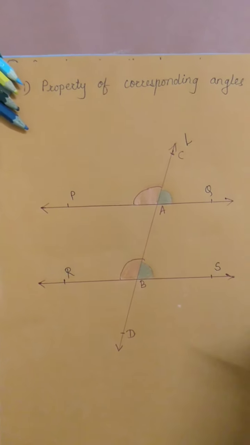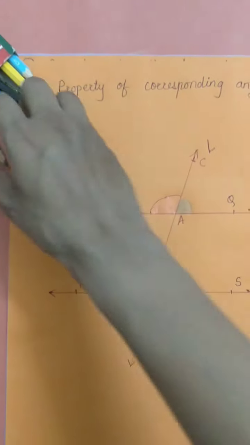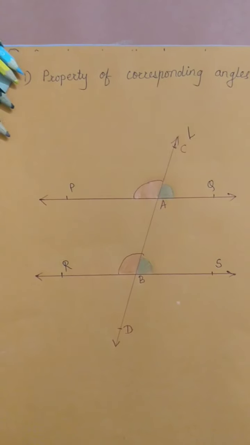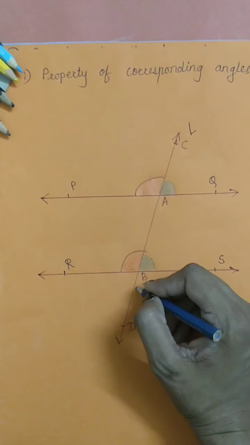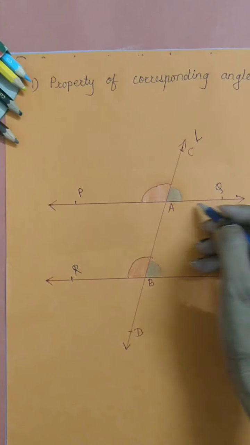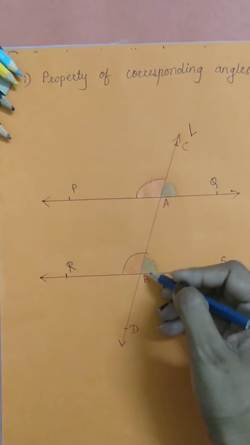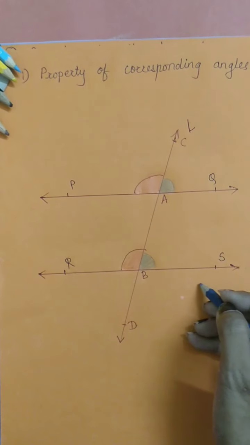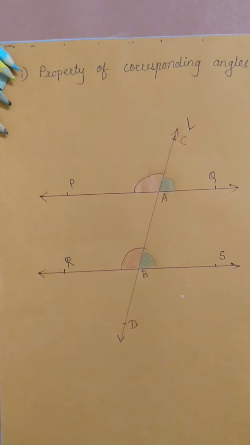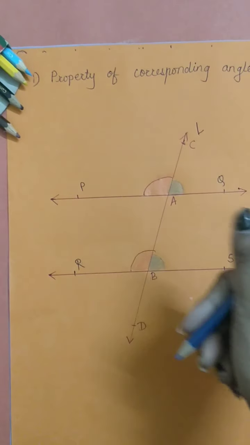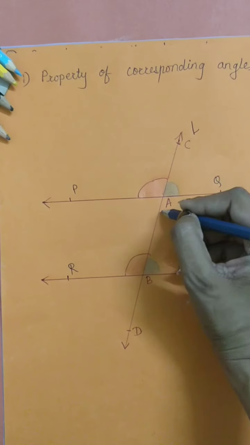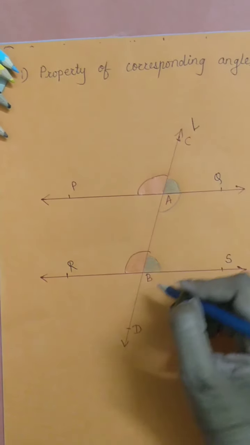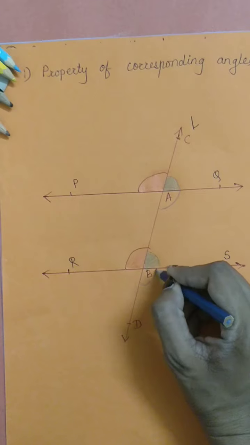Okay, now let's talk about the third pair. For the third pair, I am going to use this blue color. So let's take this angle. One arm is going in the right hand side and the second arm is going in this direction, down direction. So I can say that this angle is congruent with this angle.